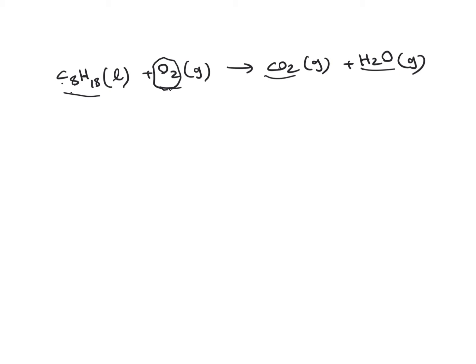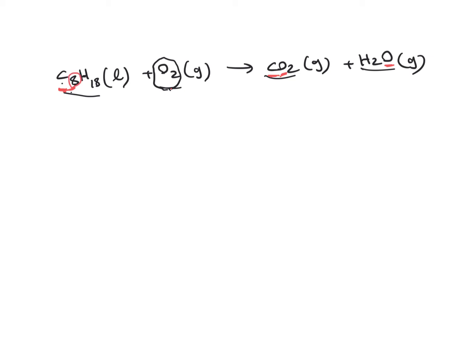If you just know that, start with carbon, because as your book said, if an element occurs in only one compound on both sides of the equation, balance it first. So we agree to balance oxygen last. In general, here you have carbon in just one compound on the left and one compound on the right, so we balance it first. But oxygen is in two compounds, so we don't balance it first.